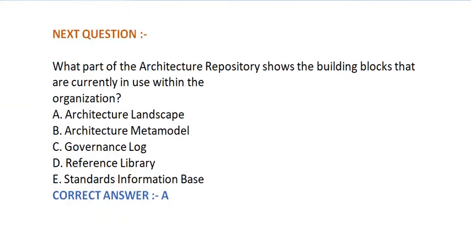What part of the architecture repository shows the building blocks that are currently in use within the organization? Option A, architecture landscape. Option B, architecture meta model. Option C, governance log. Option D, reference library. And option E, standards information base. And the correct answer is option A.